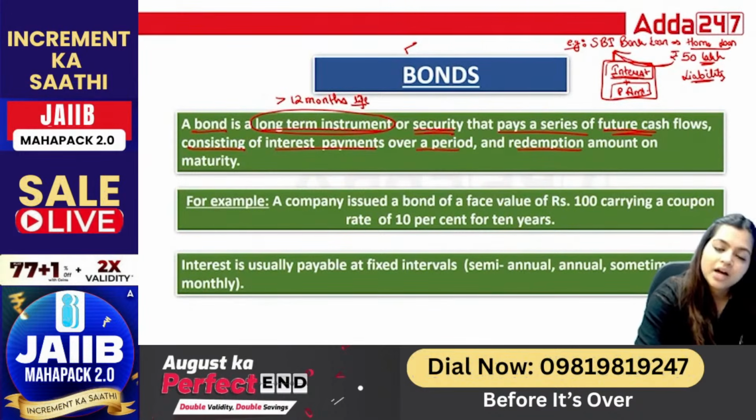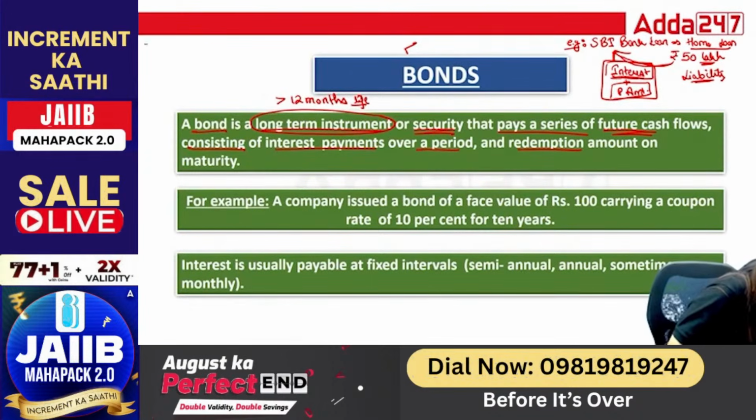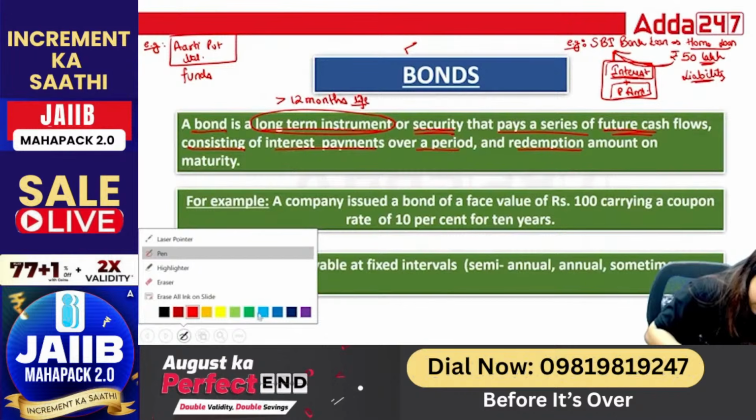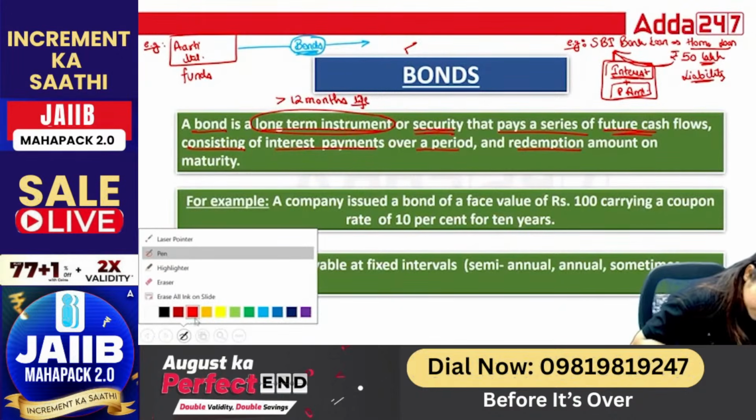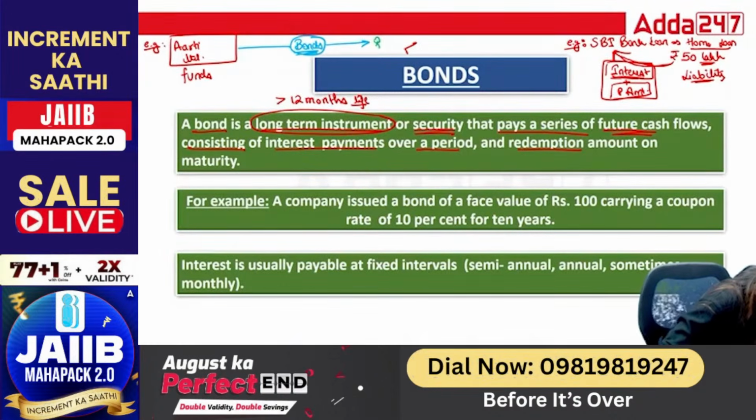The same thing we are doing under bonds. As a company, suppose Aarti Limited wants funds. What can they do? They can issue bonds. This is one instrument. This is not a private company, this is a limited, a PSU, Aarti Limited. So here we are issuing the bonds to the public.